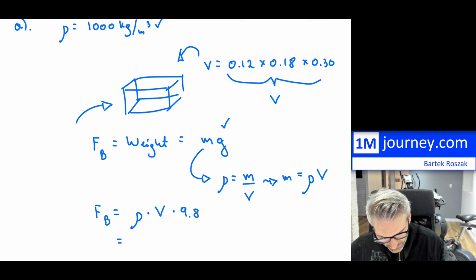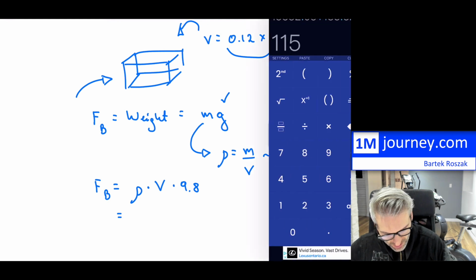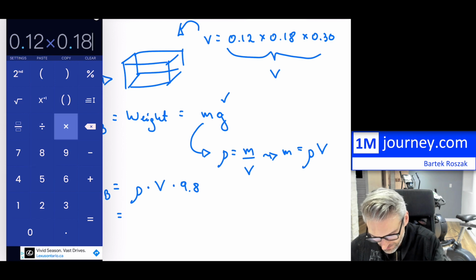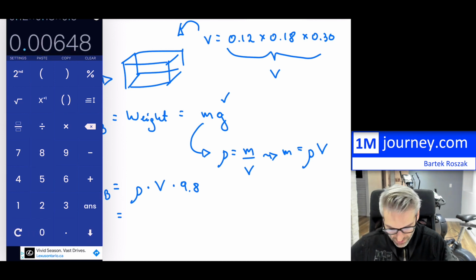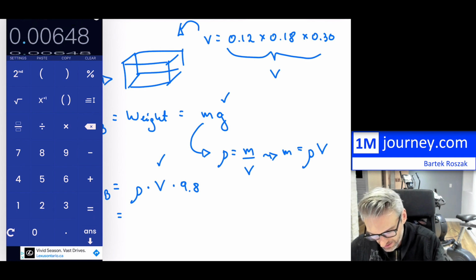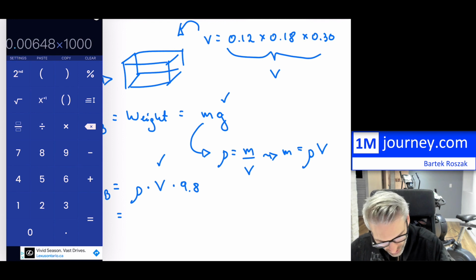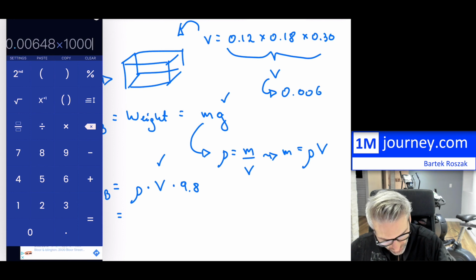Okay, so let's try to see what this would equal. I'm going to just take out my calculator. So here, 0.12 multiplied by 0.18 multiplied by 0.3. So it's going to be a very small number. That's my volume. My density in this case is 1,000, because, you know what, I'm going to actually write all of this out because I think I need it for the other example, so I don't have to keep doing it over and over.